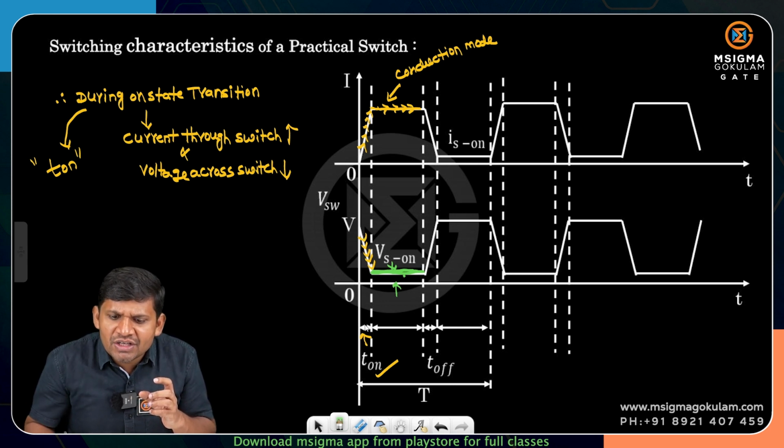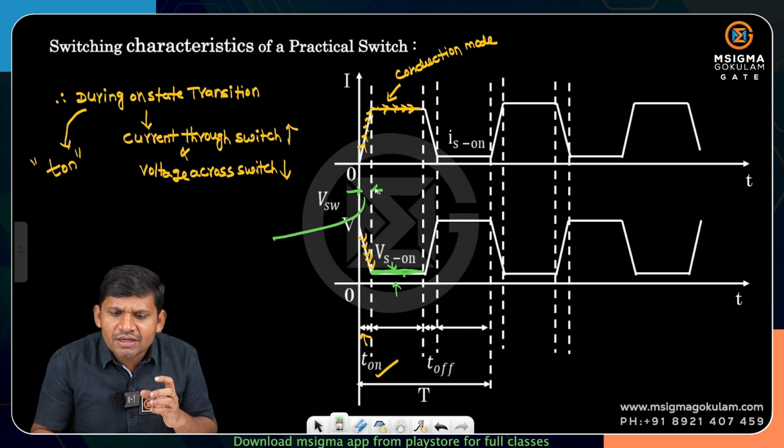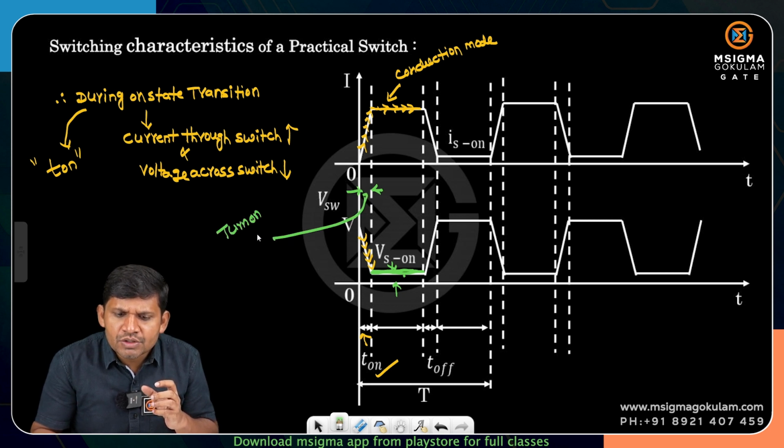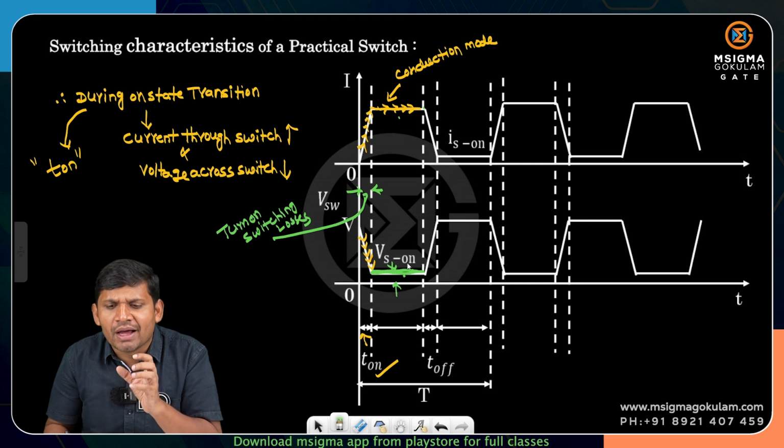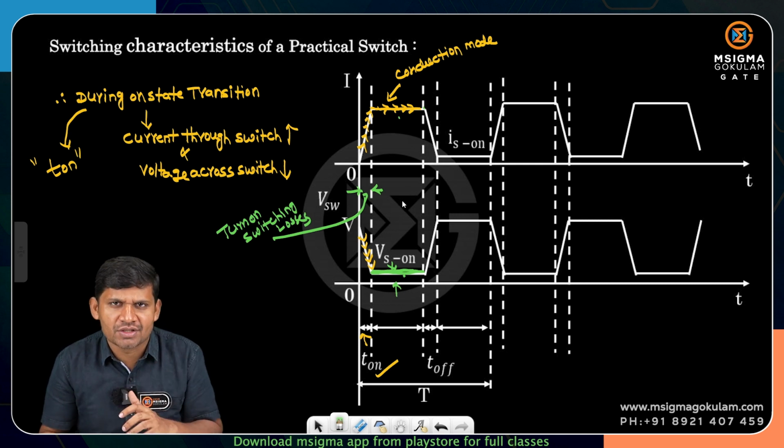In this region, which losses take place? In this region, turn on switching losses take place. How to calculate this? Later on I will explain. And in this region, which losses take place? This current into this voltage drop gives the conduction mode, and that conduction mode gives the conduction losses.